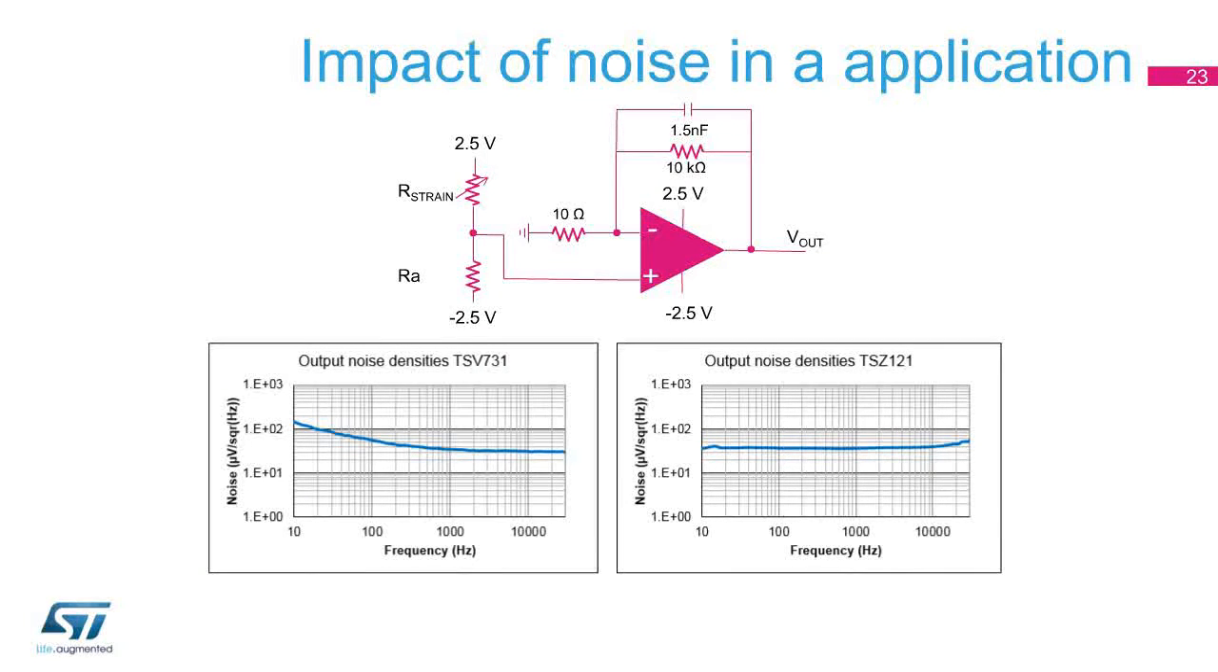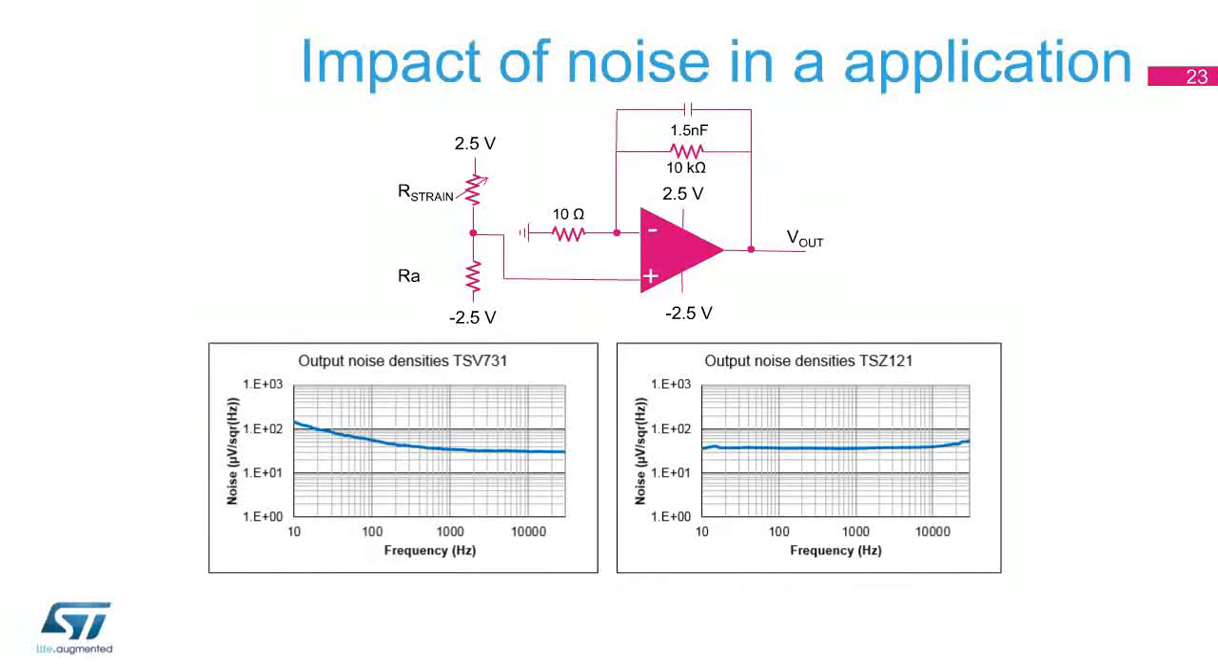But if the VIO introduces a large error, there is still a possibility to calibrate the system and completely remove the VIO. But the noise is a non-periodic signal and it cannot be calibrated. So for an application requiring precision, it is also important to take noise into account. In this case, the bandwidth is limited to 10 kHz thanks to the 1.5 nanofarad capacitor in the feedback.